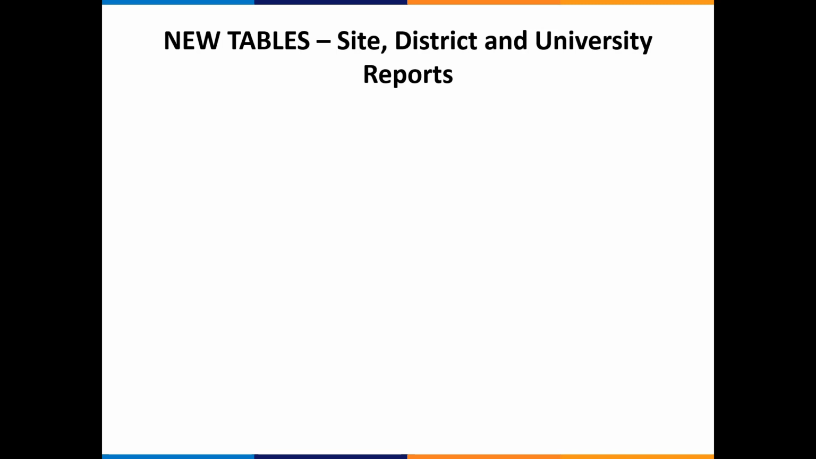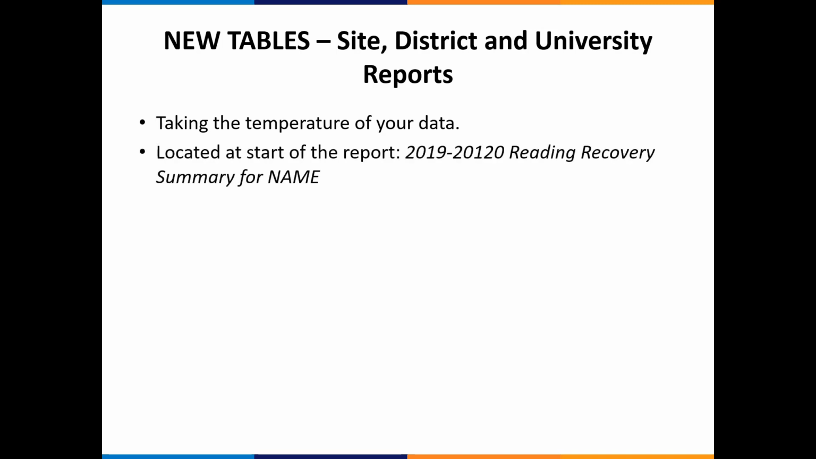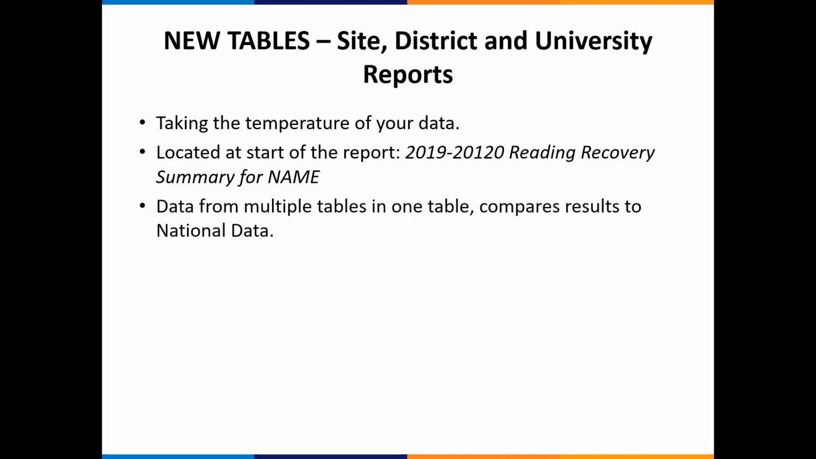And these new tables have been designed in such a way that they allow you to take the temperature of your data, so to get a sense of what's going on with an implementation of Reading Recovery. These new tables will be located at the start of your report, and they have a section title that says 2019-20 Reading Recovery Summary for, and then the name of your implementation. So you'll find them at the very beginning of your report.